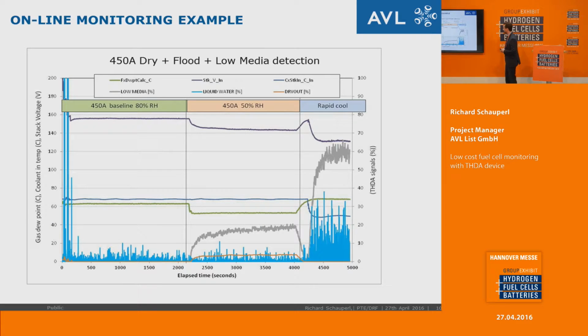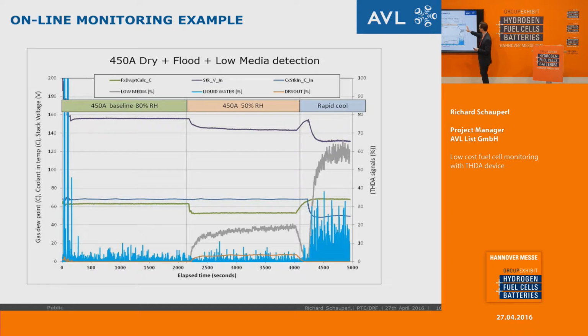Just one measuring example. On the right-hand side, everything is under safe conditions. The stack is operating at 450 amps, baseline with an 80% relative humidity. The gray line is the low media signal, the blue line is liquid water, and the orange line is dry out. These are the 3 failure modes which our device provides online.